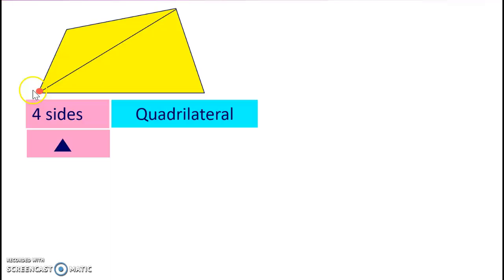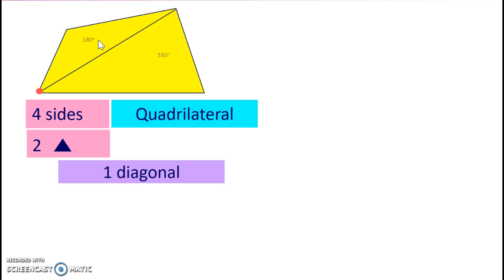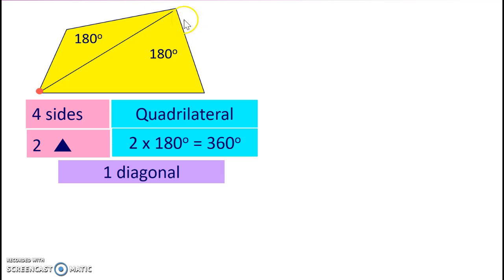If you take one vertex and draw in a diagonal, there's only one diagonal that can be drawn in a quadrilateral, but as you can see, the diagonal divides the quadrilateral into two triangles. So one diagonal, two triangles. Now we do know that the sum of the interior angles of each triangle is 180 degrees. Since we have two of such triangles, the sum of all the interior angles of a quadrilateral is 2 times 180, which is 360.